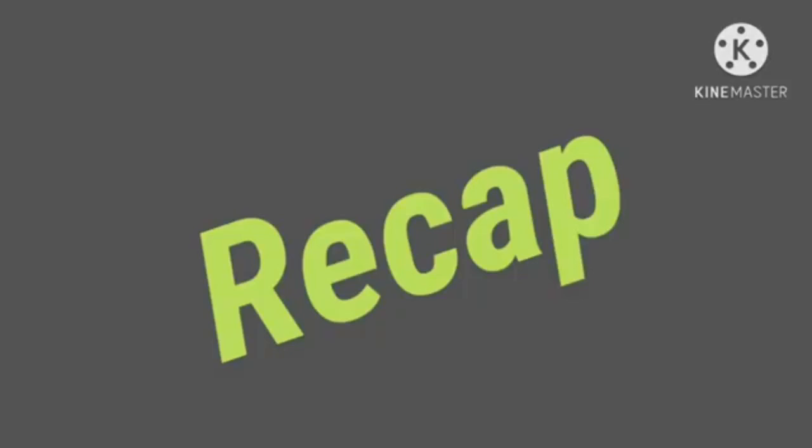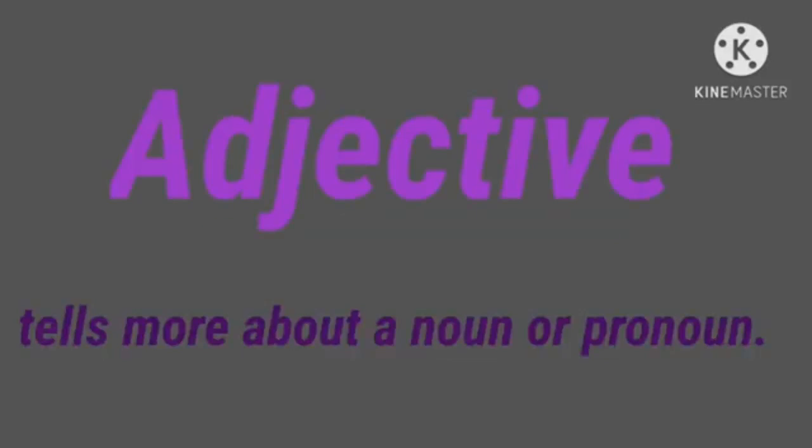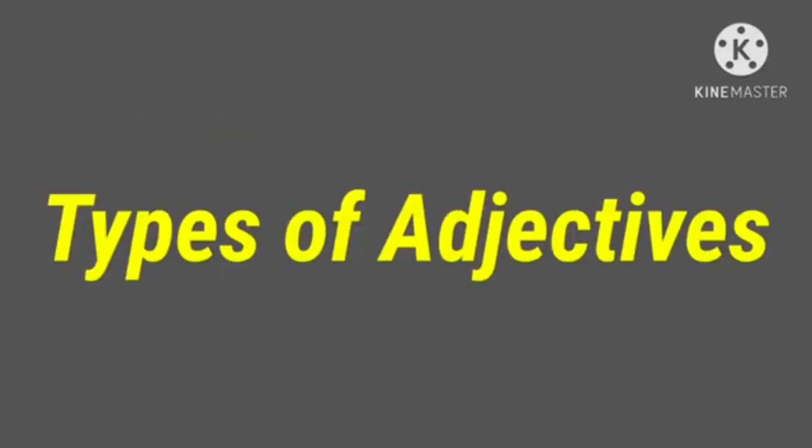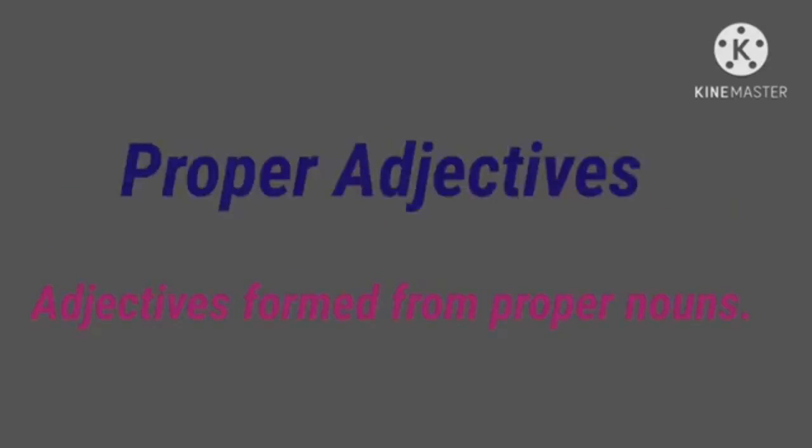Let's recap the topic. First one, adjective. What is an adjective? An adjective is a word that tells us more about a noun or a pronoun. Next, types of adjectives. First one, proper adjectives. Adjectives formed from proper nouns are called proper adjectives.